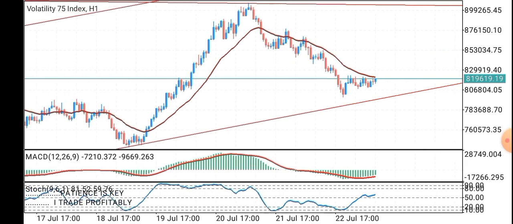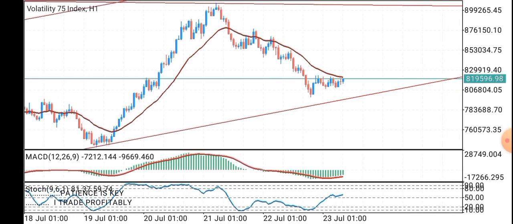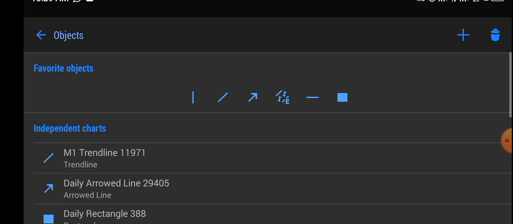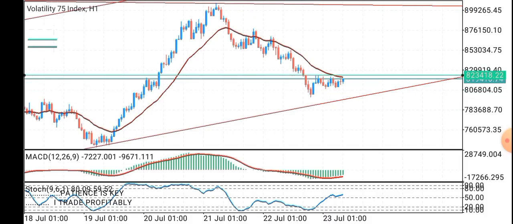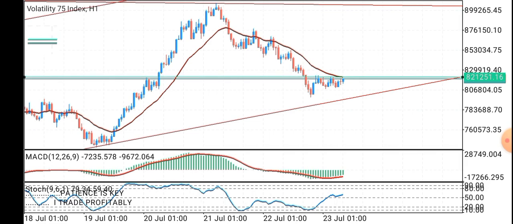Let's go to the 1 hour to see. As you can see, there's still no clear direction. Let me put up my trend line, the horizontal line. You see that price is kind of struggling to break through this zone here, this green line that I just put up on the chart. Price is struggling to break through that zone.